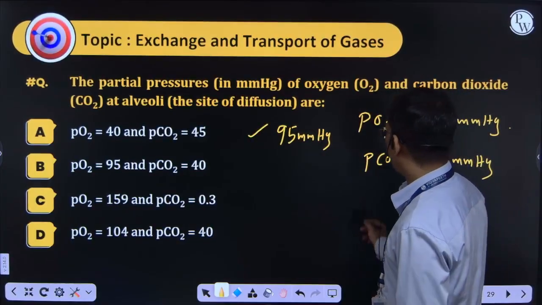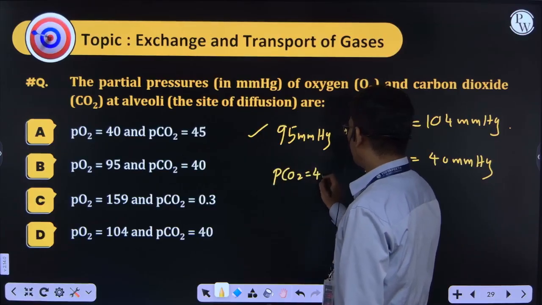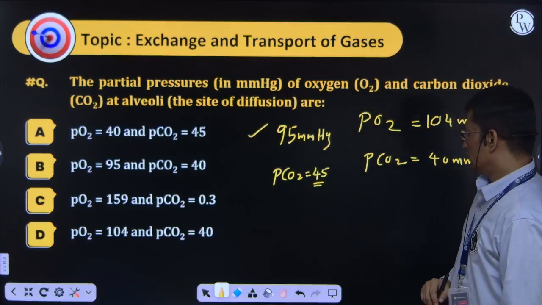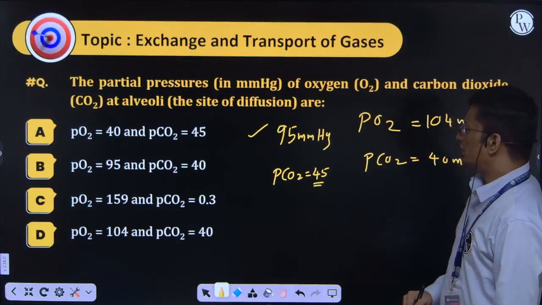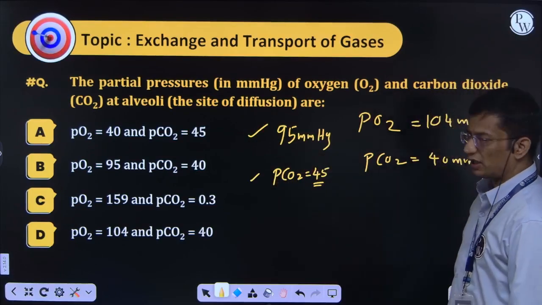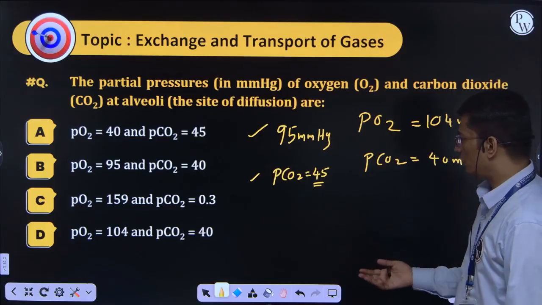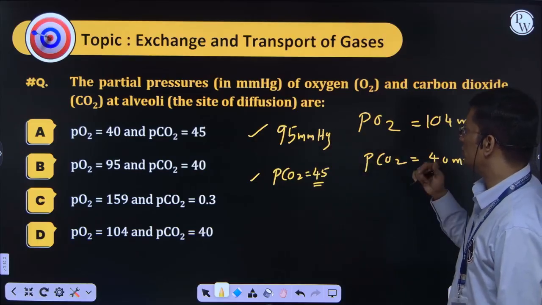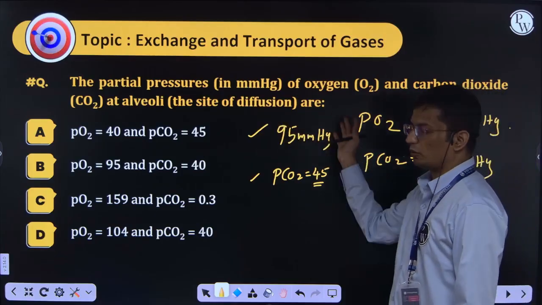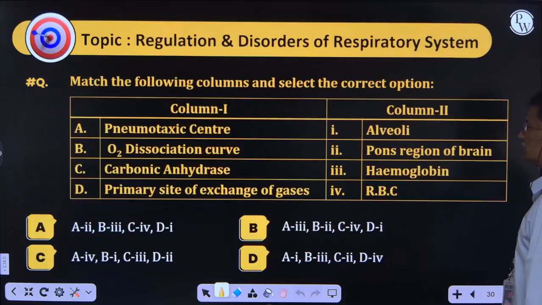In tissues, what will be the carbon dioxide? It will be 45. In deoxygenated blood also it will be 45. But in oxygenated blood it will be 40. So you can expect questions regarding the partial pressure of oxygen in different blood vessels, in tissues, in alveoli. This transport of oxygen or carbon dioxide takes place from high pressure to low pressure. There should be a pressure gradient for this transport.